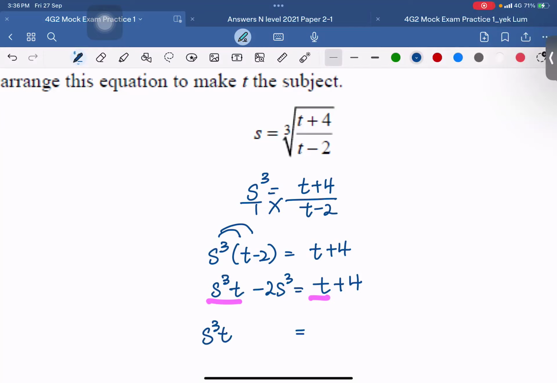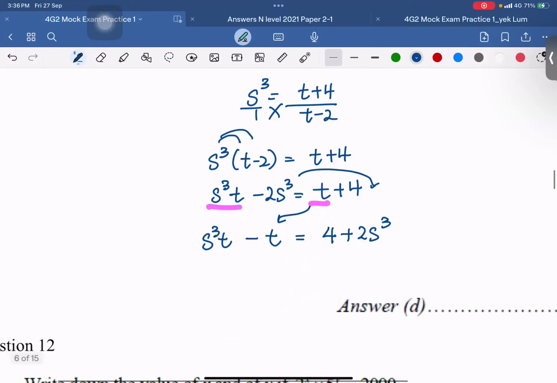Kimmy, can you help me? What do I do with the others? You bring over the t. Correct. So this one is minus t, yeah. This is 4, and this one I bring over here is plus 2s cubed.